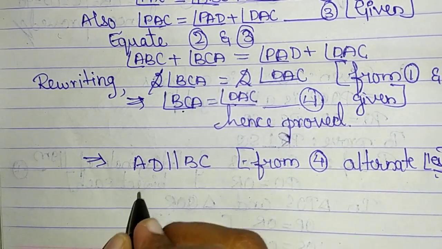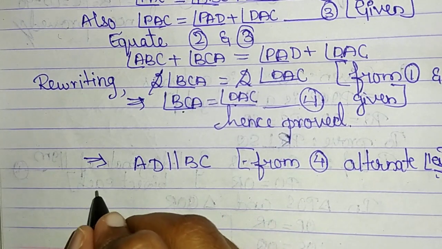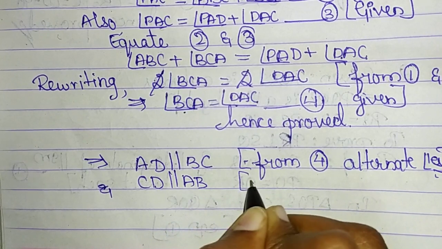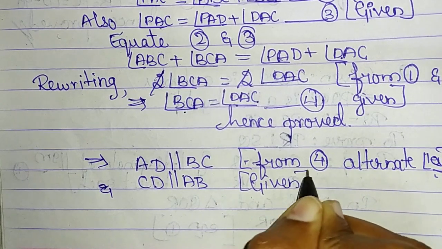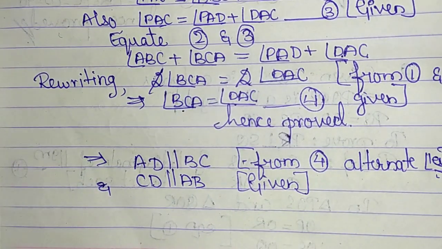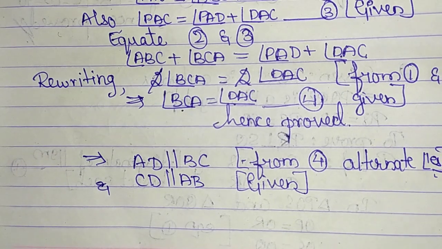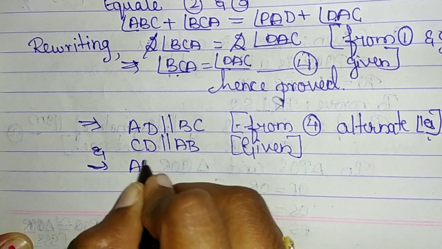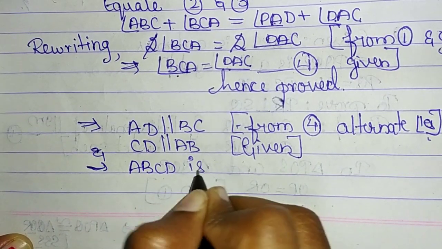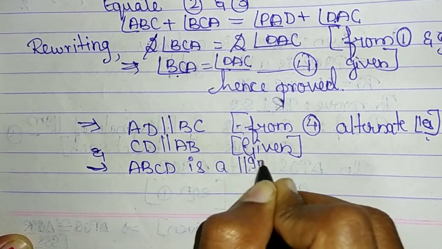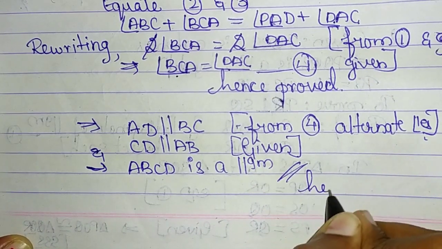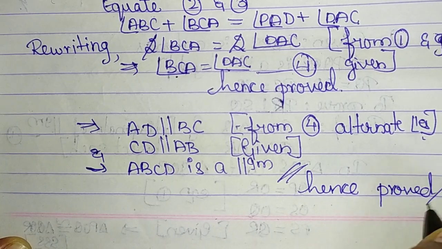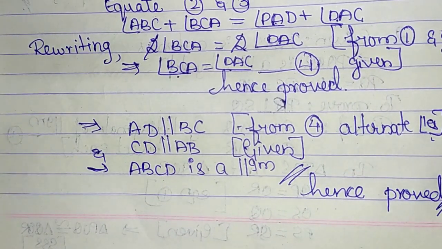So, since AD is parallel to BC and CD is parallel to AB, that has been given to us. Since the opposite sides are parallel to one another, ABCD forms a parallelogram. This implies ABCD is a parallelogram. Hence, proved. This is the solution for the question.